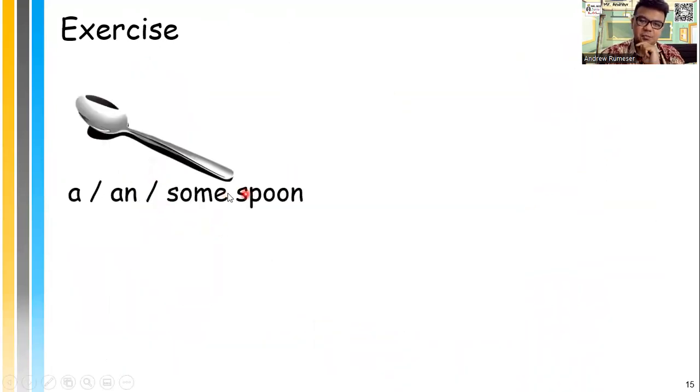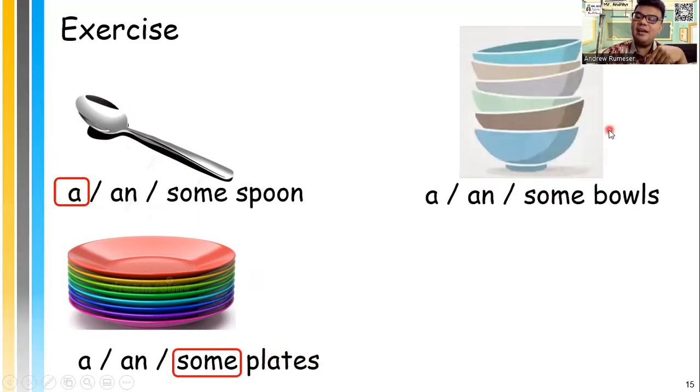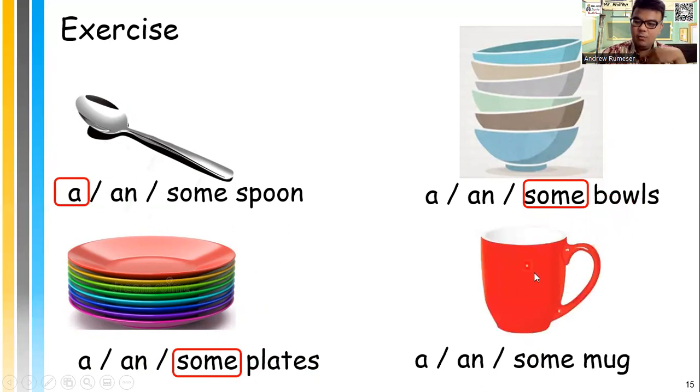Okay, this one. Spoon. Only one spoon. What do we say? A spoon. That's right. So plates. More than one plate. What do we say? A plates, an plates, or some plates? Which one? Some plates. That's right. What about bowls? The same, right? With plates, we say some bowls. That's right. What if it's one mug? What do we say? A mug, an mug, or some mug? Which one? A mug. That is correct.